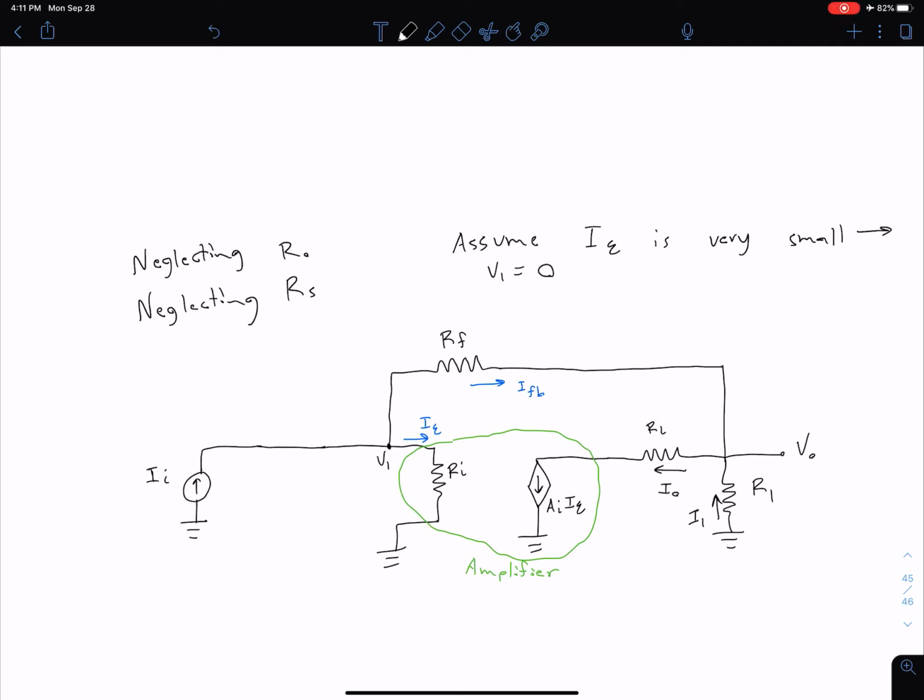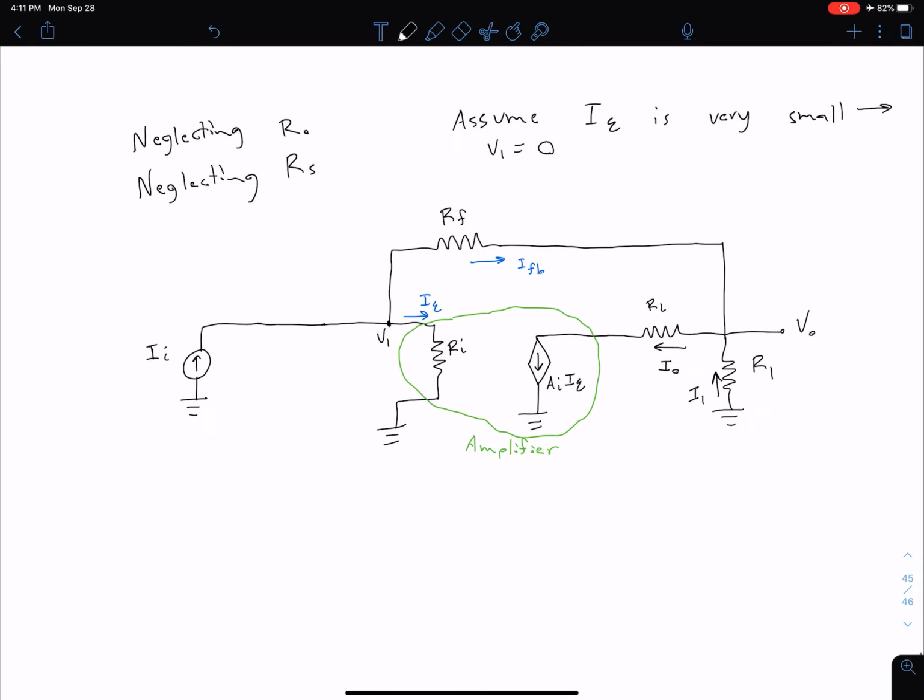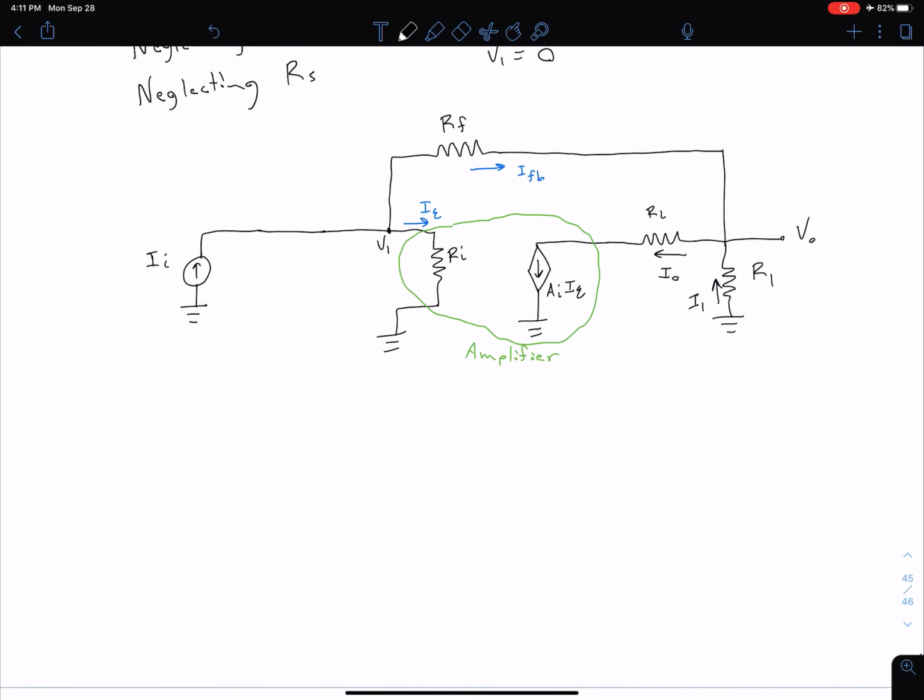Okay, so I think that's all of our simplifications and assumptions out of the way. So now let's see if we can figure out our transfer function. We're trying to look for our transfer function, and then we're going to compare it to our ideal form.